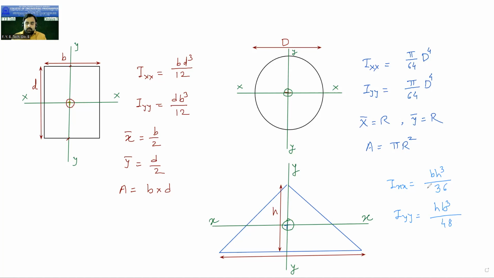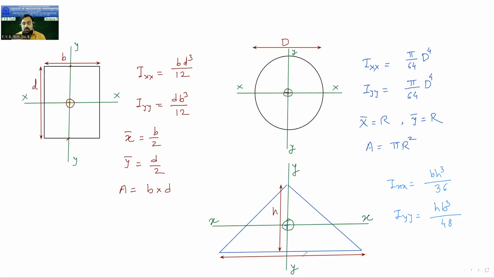This is for the triangle. Okay, for triangle, I think all the formulas we have seen already. X bar, you know, in this case, if your width is B, then it is B by 2 and Y bar is equal to H by 3.